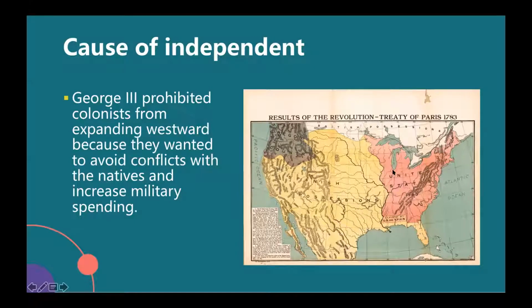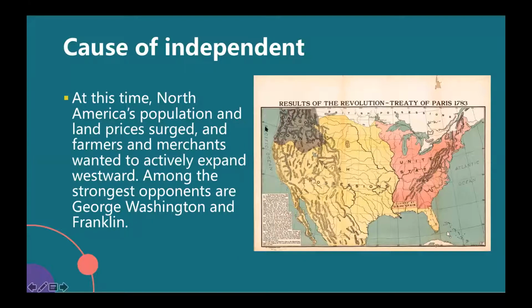But at this time, the people in the United States very much want to expand to the west. So as you can see, here is what the United States was at that time, and because they want to expand, they are going to expand from here to, as we now know, California, to the west already.